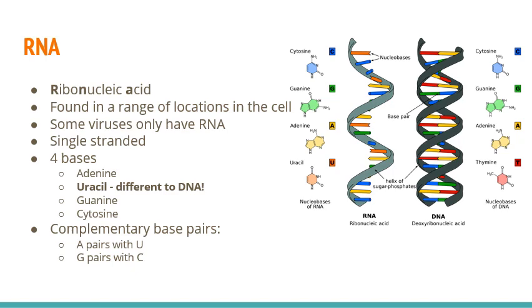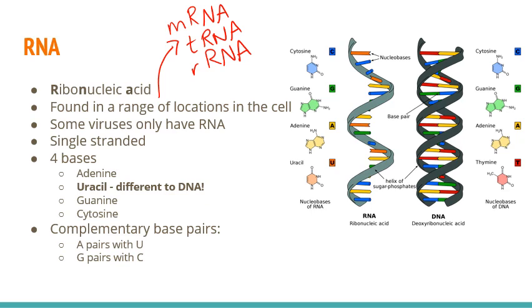Now, RNA is actually found in a range of locations in the cell, and that's because it comes down to those 3 different types that were noted in that study design dot point. We have mRNA, tRNA, and rRNA. So we can find those different types of RNA in different parts of the cell. We will discuss that.